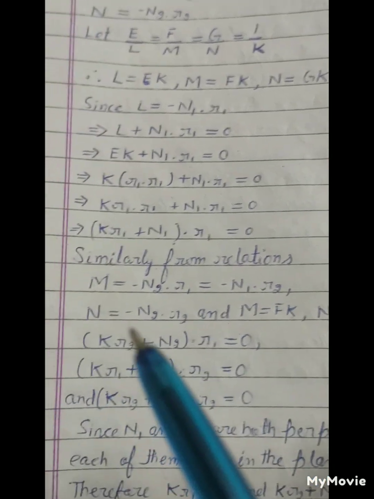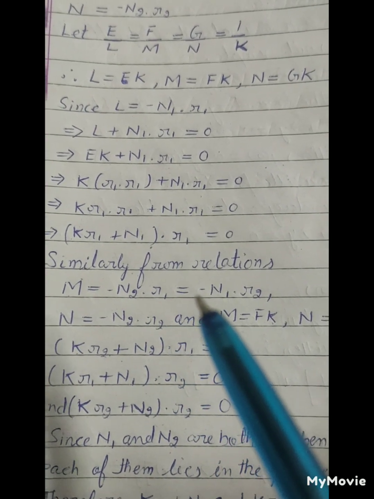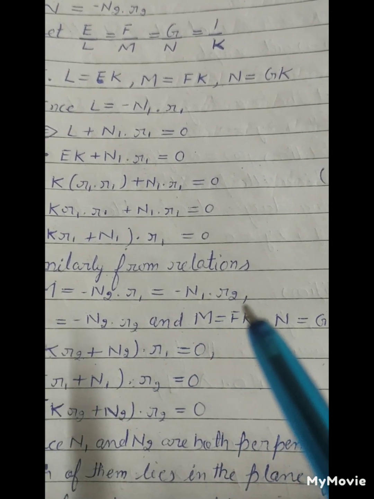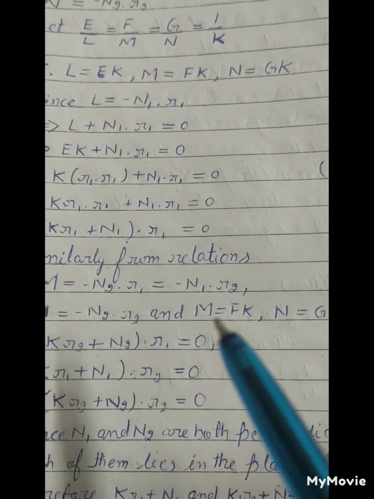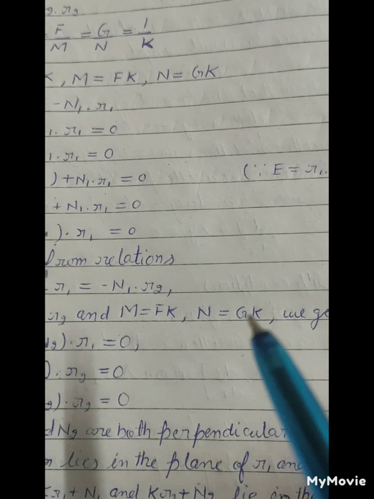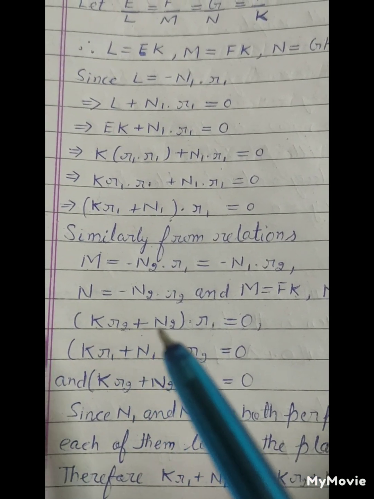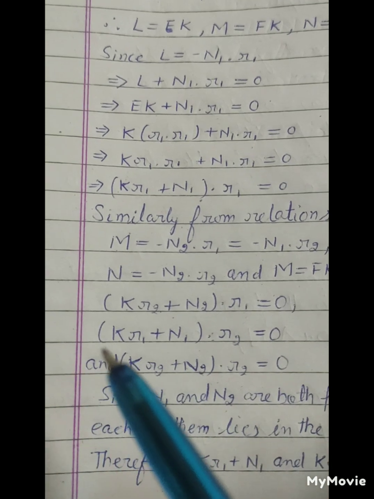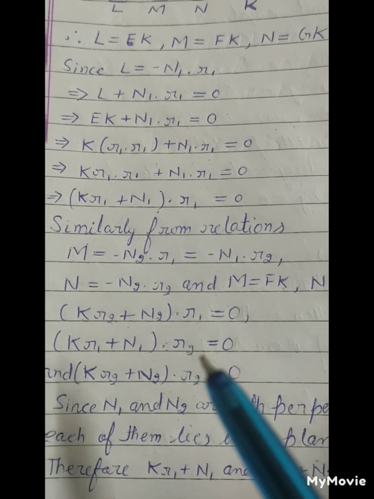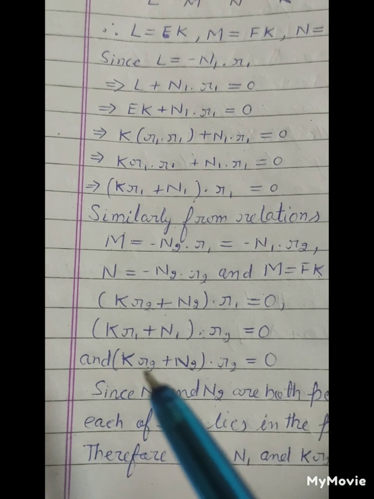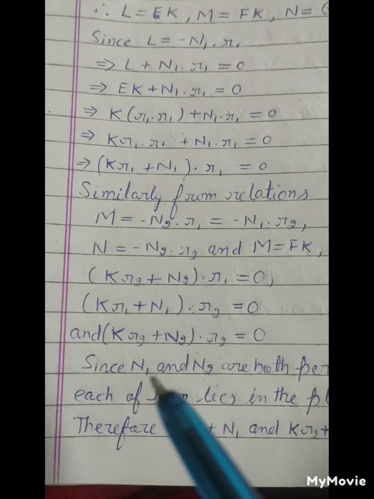Similarly, from the relations M = -n2·r1 = -n1·r2, N = -n2·r2, and M = FK and N = GK, we get (K r2 + n2)·r1 = 0, (K r1 + n1)·r2 = 0, and (K r2 + n2)·r2 = 0.